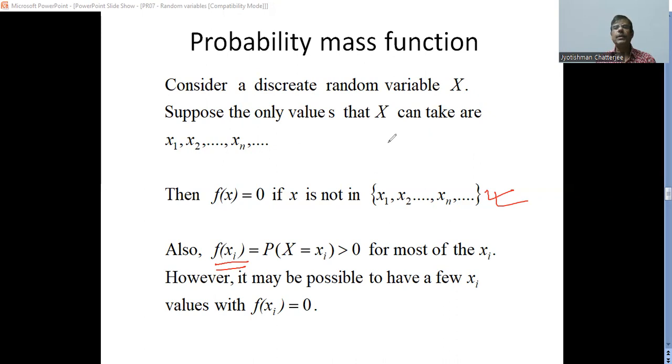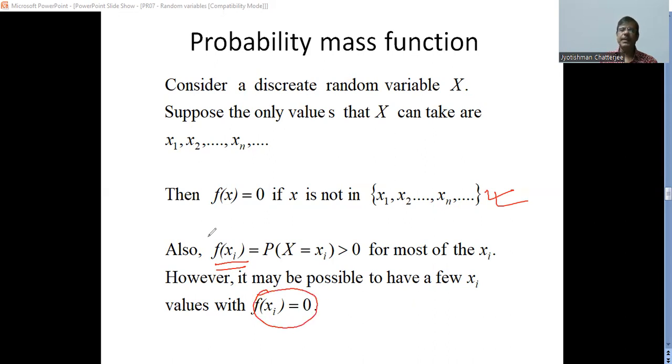Say, if we are considering the total number of days required to recover from malaria, we keep all the positive integers there. When we count the number of days, we keep all the positive integers, 1, 2, 3, etc. However, for example, 1 million, is it a possible value? The answer is no, because for 1 million days, nobody will even survive. Forget about the number of days required to recover from malaria, no human being will survive 1 million days. That's why there may be some redundant values in the set of possible values for which f of xi is equal to 0.